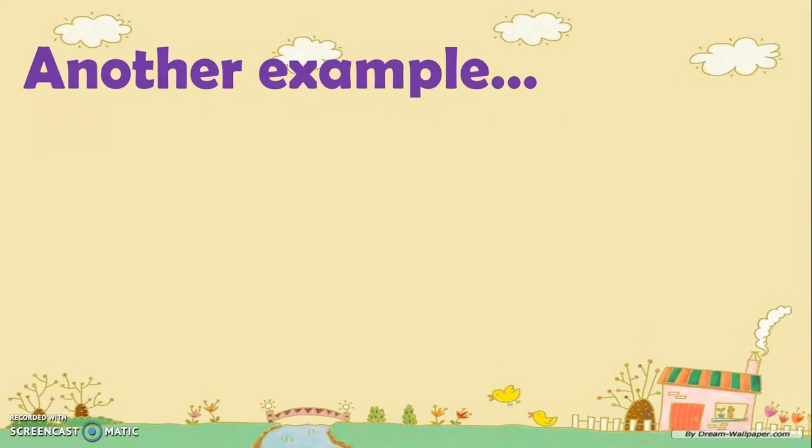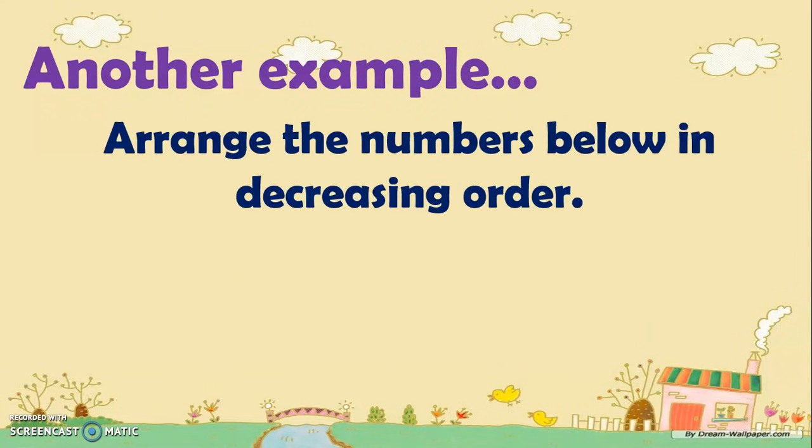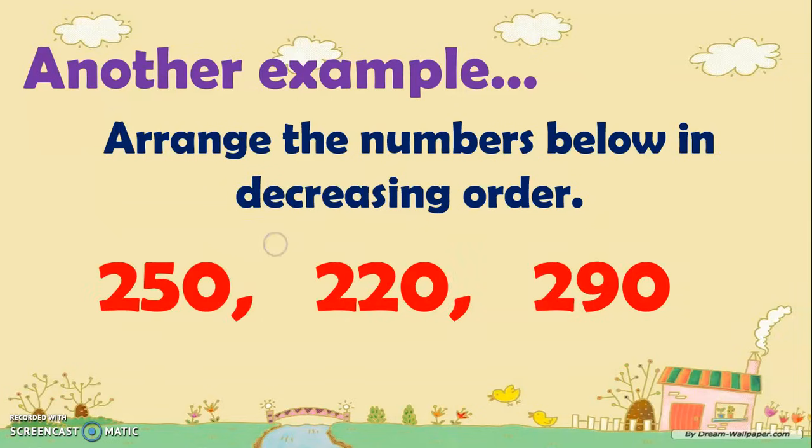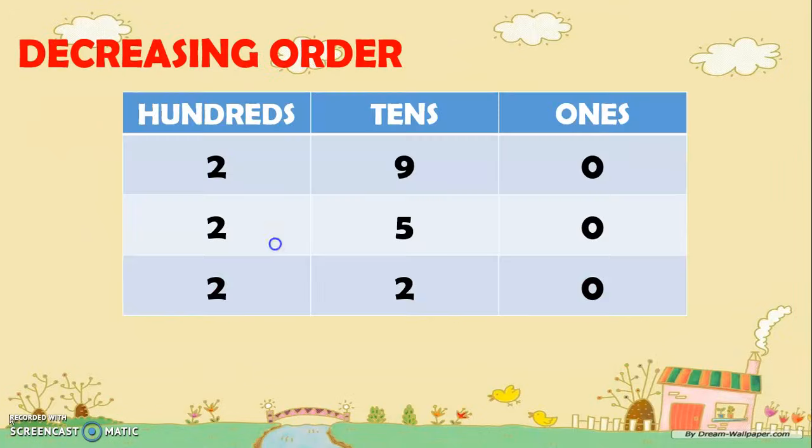Next, another example. Let's arrange again the numbers below in decreasing order. We have 250, 220, and 290. Now again, we're going to arrange the numbers in decreasing order. As you can see in our place value chart, we have here in the hundreds the digit 2, so they are all just the same. But let's look at the tens. So the numbers are arranged this way. We have 9, and then 5, and then 2. And then in the ones, we all have 0.